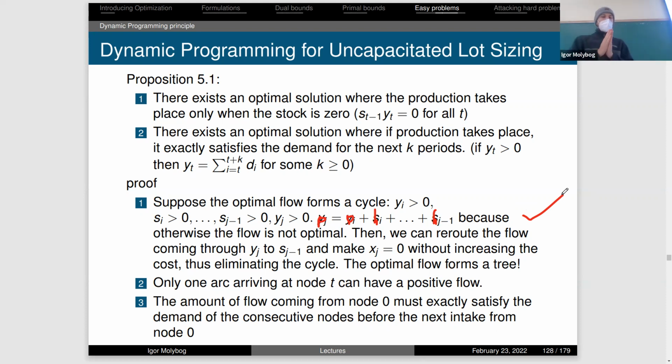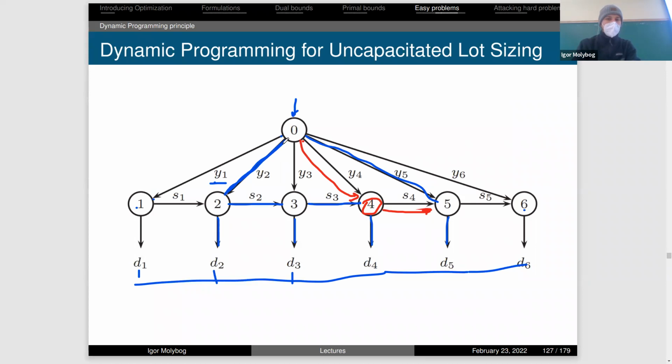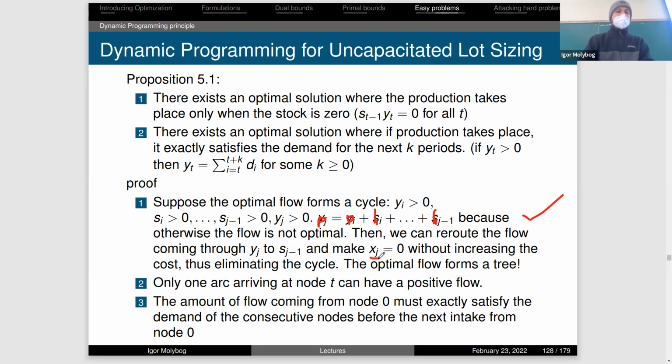We can reroute the flow coming from YJ to SJ minus 1 and make XJ equal to 0. Meaning that we can reroute everything through one of the paths here. Like we can reroute everything through here and make Y4 equal to 0, and that would allow us to put X4 equal to 0. First, it would eliminate the cycle and it would reduce the cost, even though we assumed that we already had the optimal flow. We were able to find an improvement of the flow, which is in fact a contradiction.